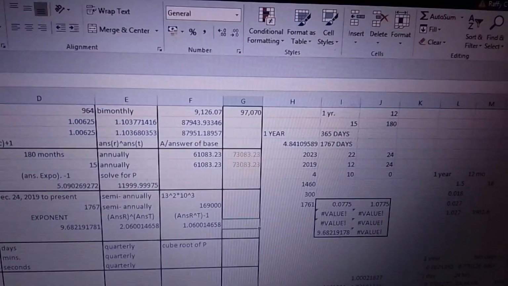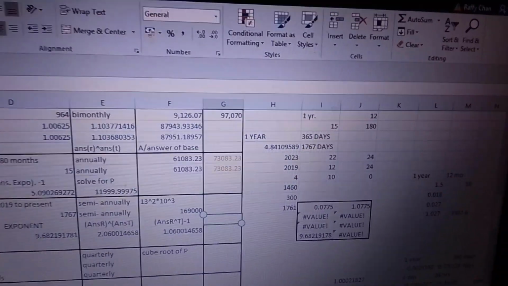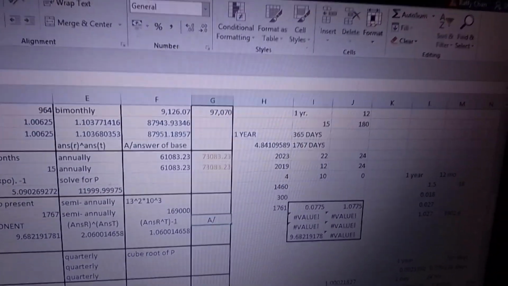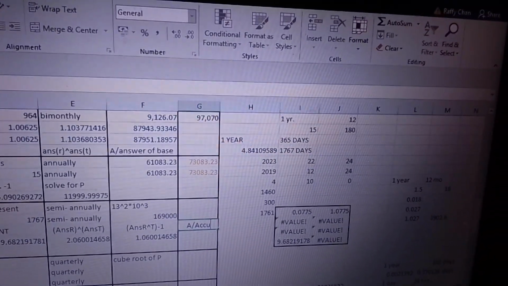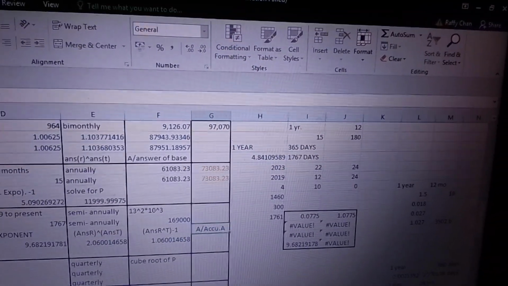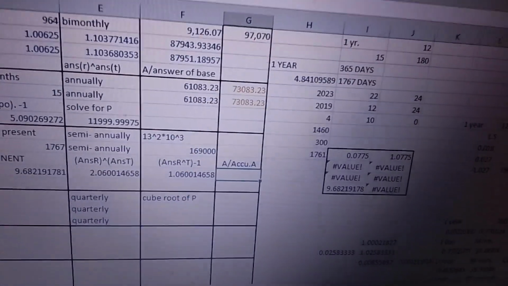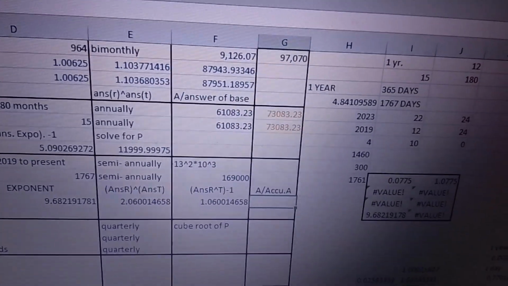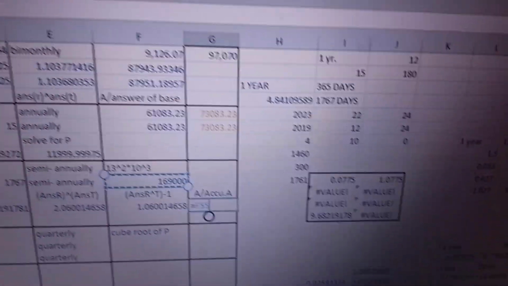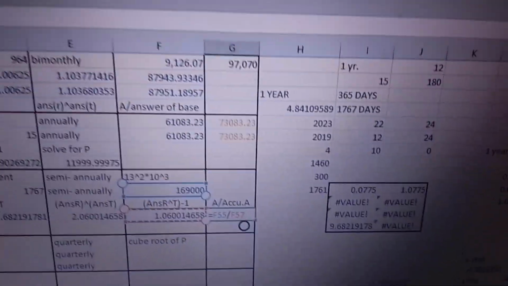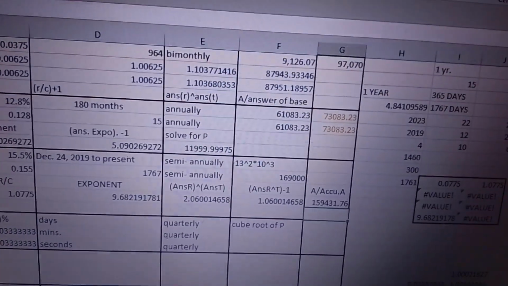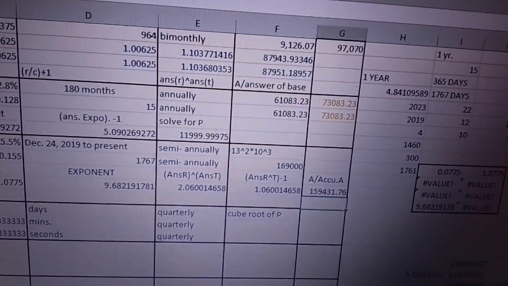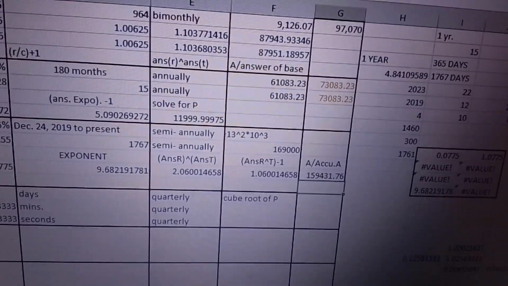And then last but not least, we have this one, A divided by accumulated answer, or AQA in short. So therefore, we're gonna do the future value or the interest divided by this one. So therefore, it's 169,000 pesos divided by this one. And what answer did we get? Therefore, principal is 159,431.76 pesos.